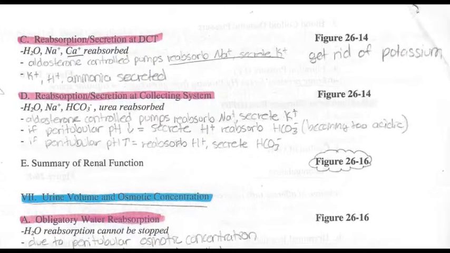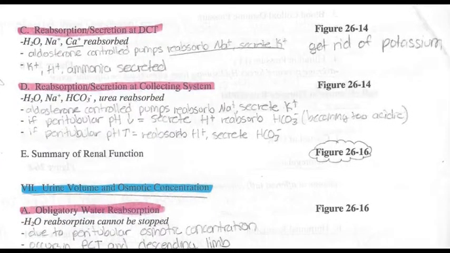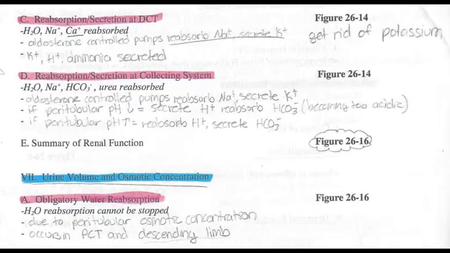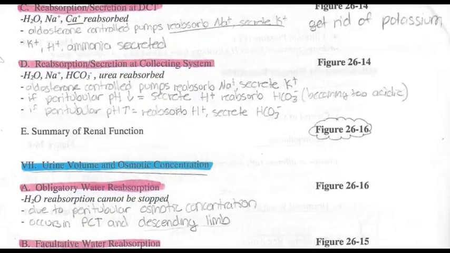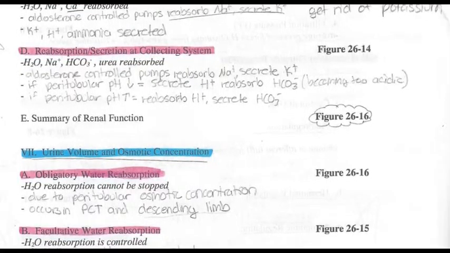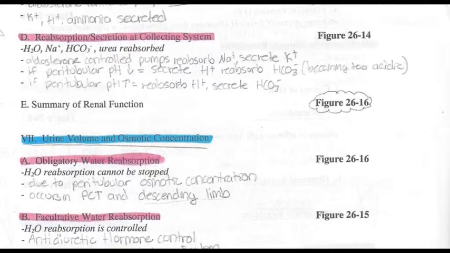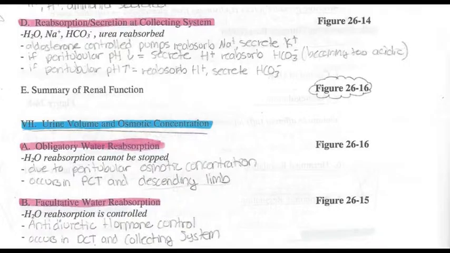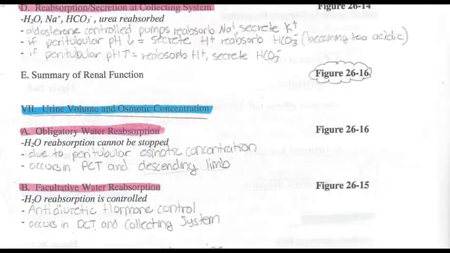D. Reabsorption and secretion at the collecting system. Water, sodium, bicarbonate HCO3 negative, and urea are reabsorbed. Aldosterone-controlled pumps reabsorb sodium and secrete potassium. If paratubular pH decreases, then hydrogen ions will be secreted and bicarbonate will be reabsorbed. If paratubular pH increases, then hydrogen ions will be reabsorbed and bicarbonate will be secreted.